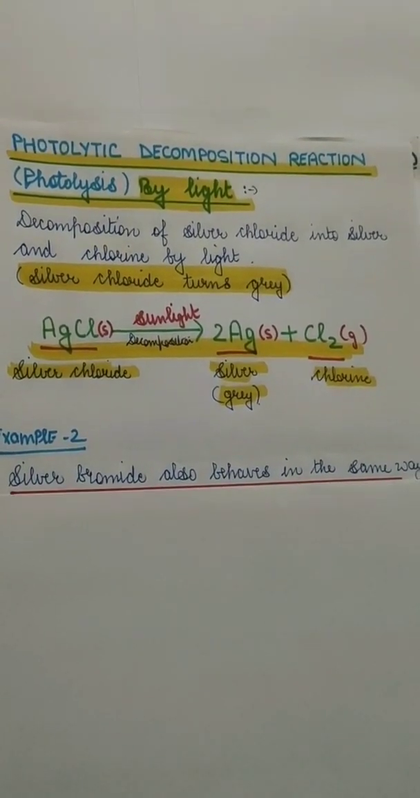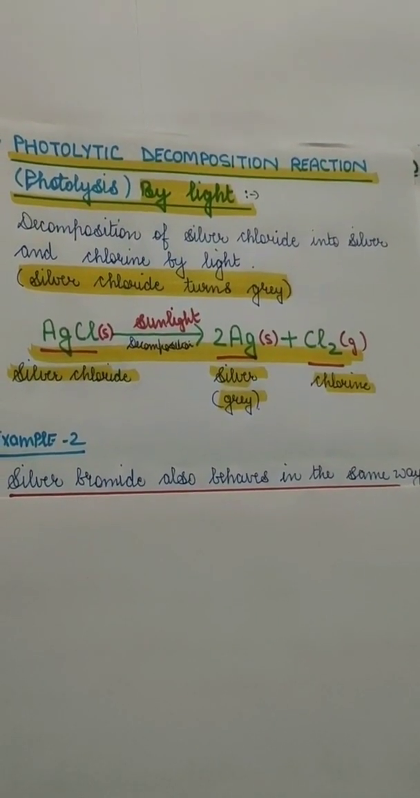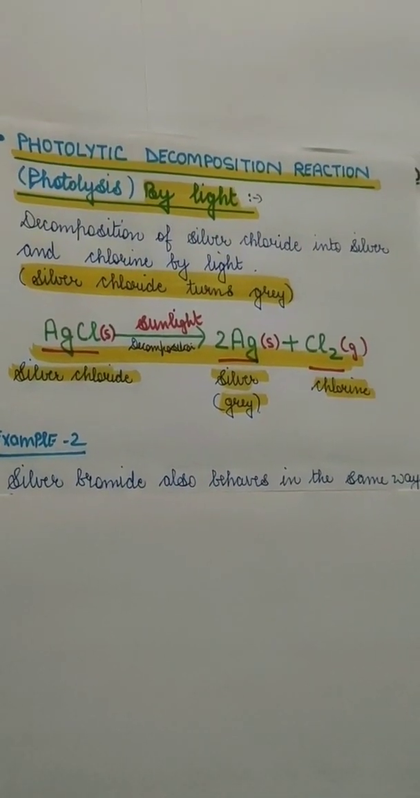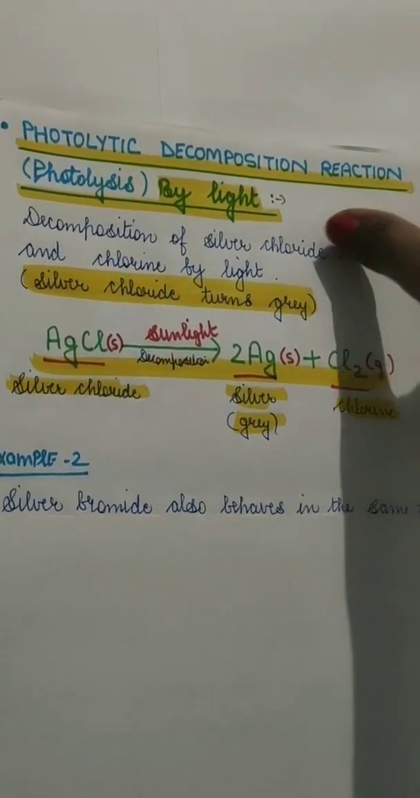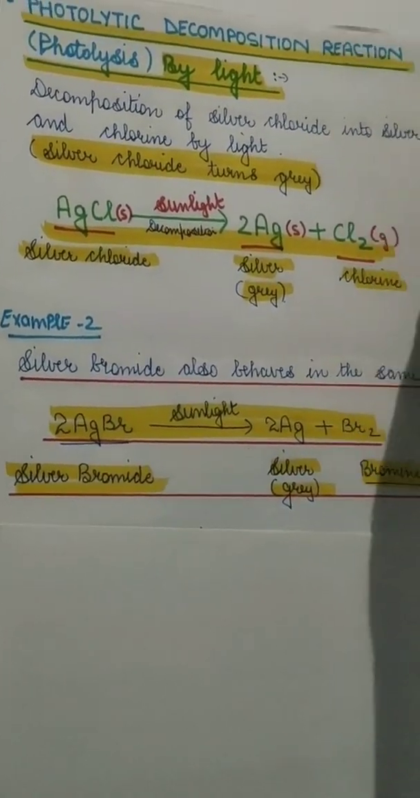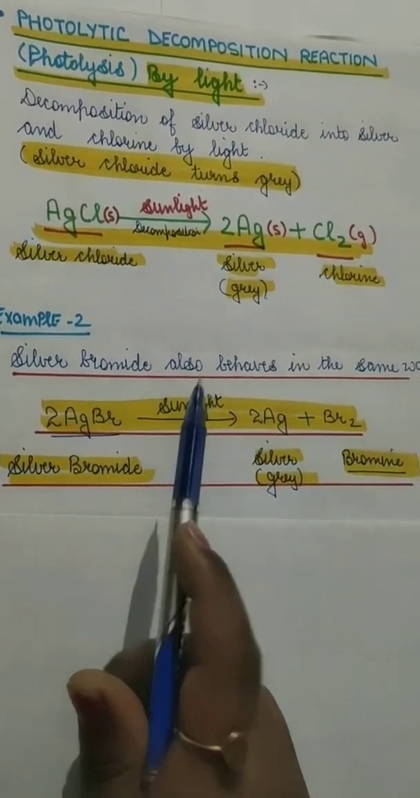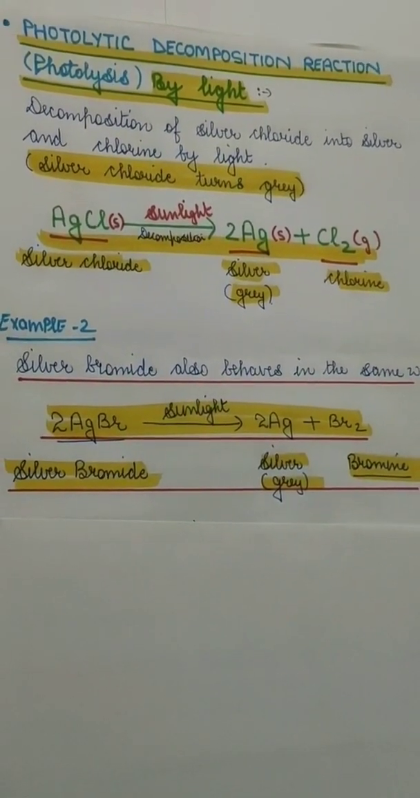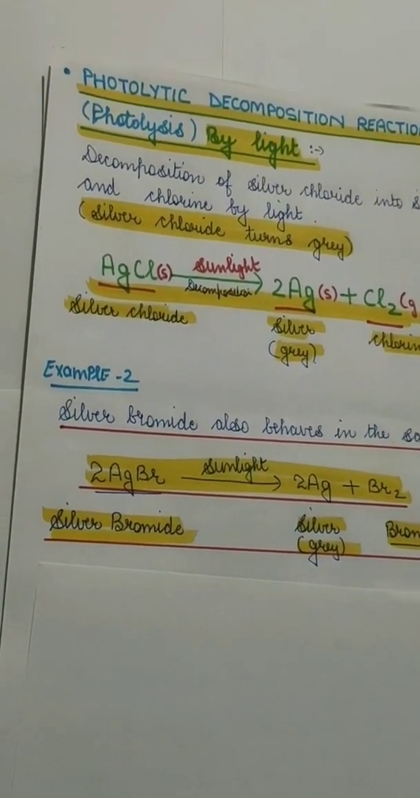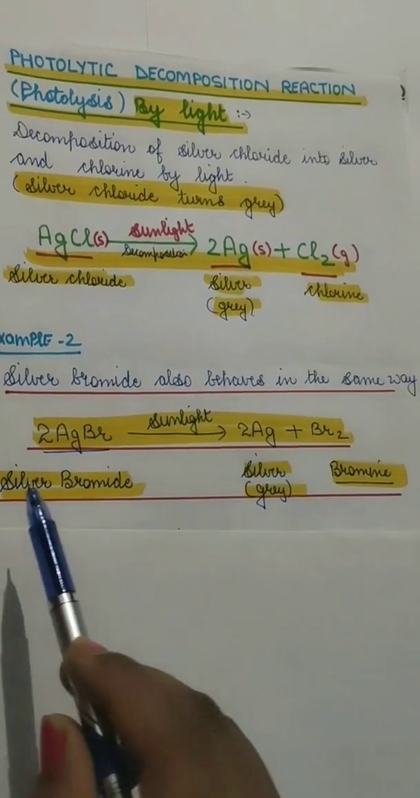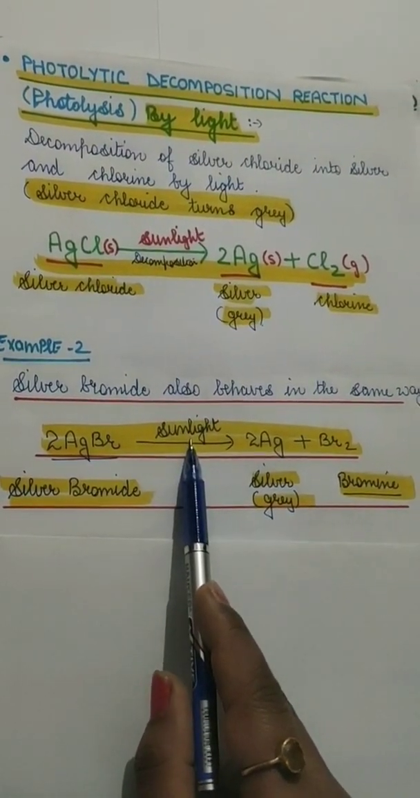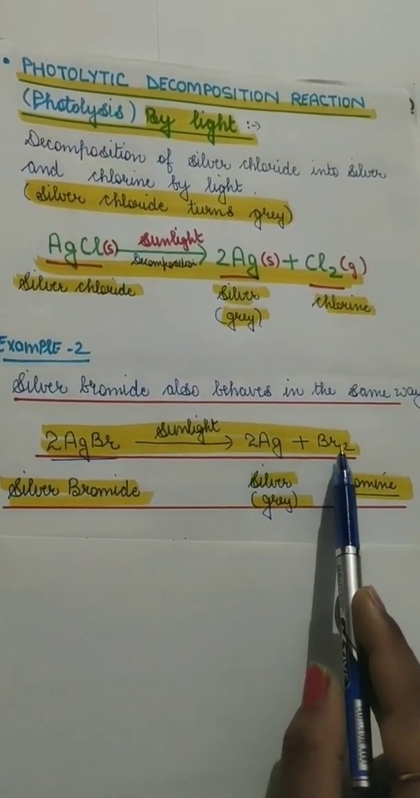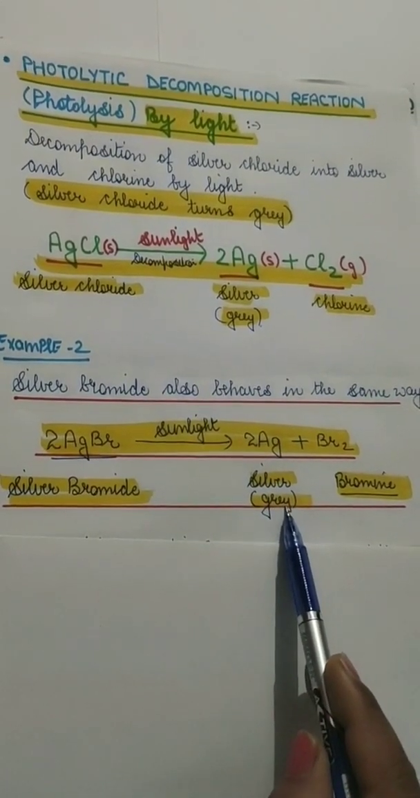And the other example is silver bromide. Silver bromide also shows the same kind of reaction. If we expose silver bromide to the sunlight, bromine gas will be released and the silver will turn into gray color. Again AgBr, sunlight. This is also very important. All these three types of decomposition reactions are very important. You have to learn all three. It can come for a long question also. When silver bromide is exposed to the sunlight, it undergoes photolytic decomposition and breaks down into silver and bromine gas, and the color will also change.